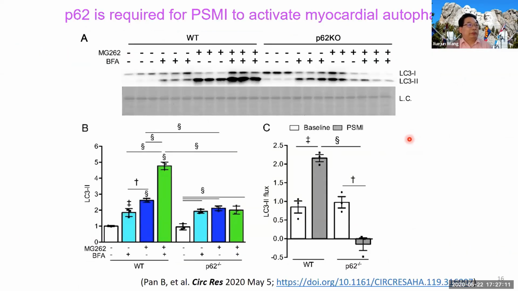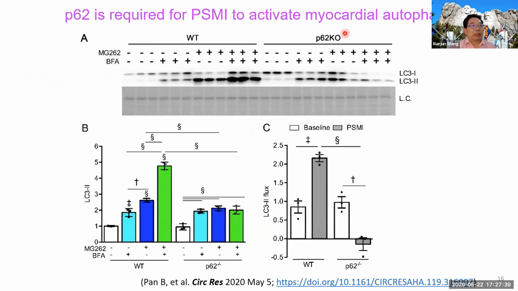So we have shown associative evidence that P62 is always increased, always there, associated with increased autophagy. Is P62 really required, or does it play an essential role in the induction of autophagy by proteasome inhibition? The answer: in vivo evidence had never been reported until this one here.